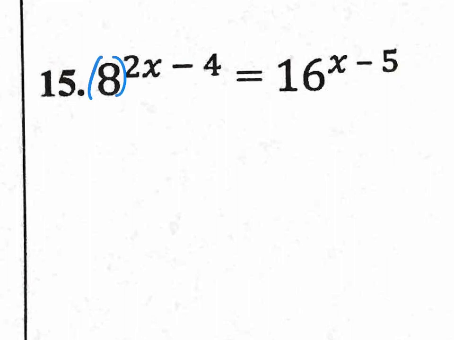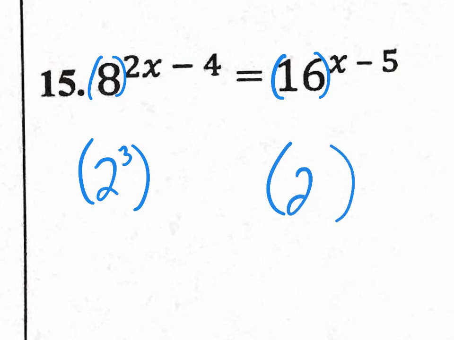Like 8 squared is 64, not 16. So yeah, we're going to have to change them both to become base 2. You can't even change them to base 4. That doesn't work either, because 4 squared is not 8. So anyways, let's change both of those numbers to become 2 to the third and also 2 to the fourth. And of course, we have the power of 2x minus 4 on the first one, the equal sign here, power of x minus 5 on the second one.